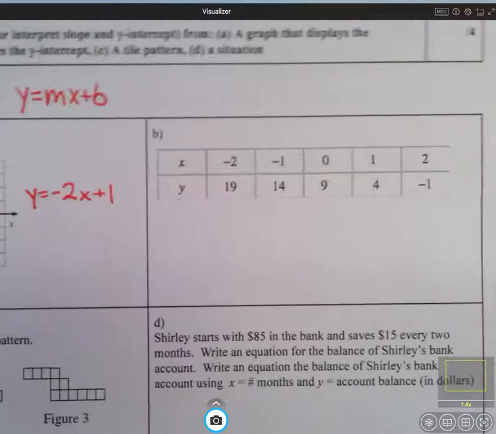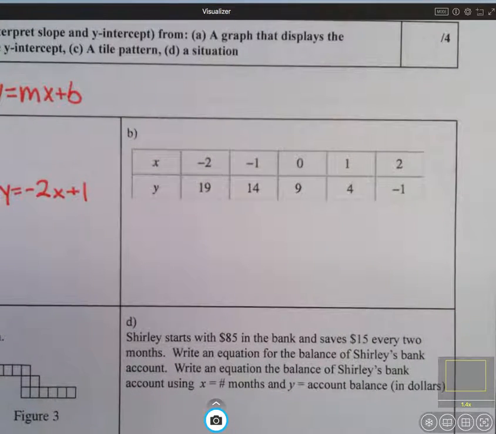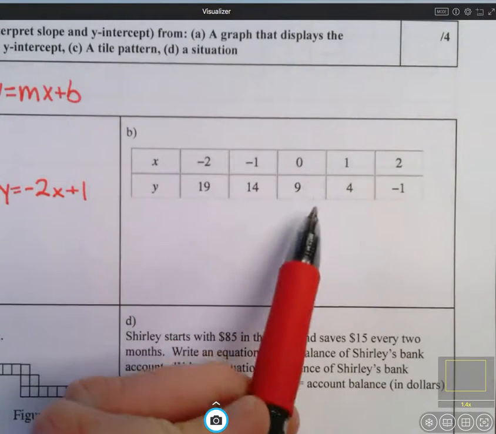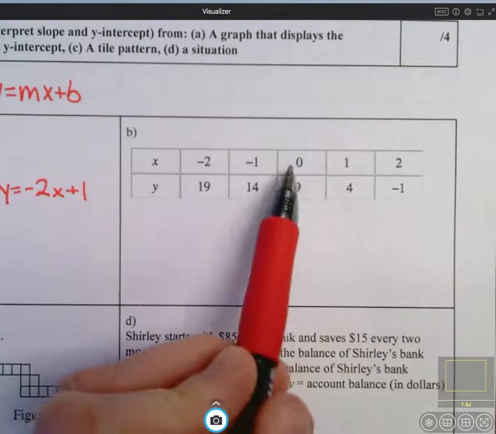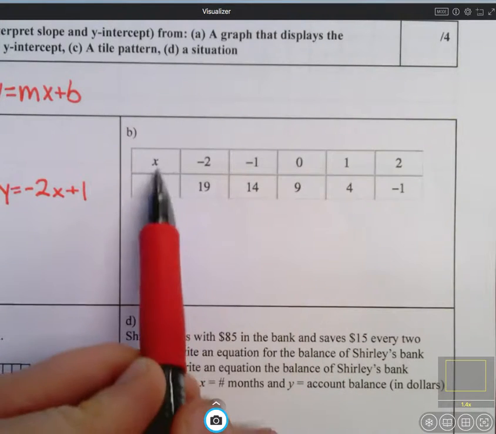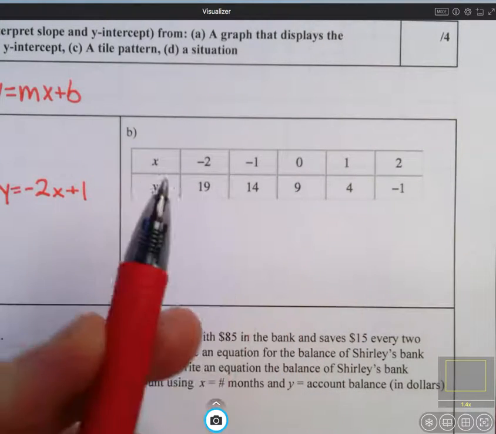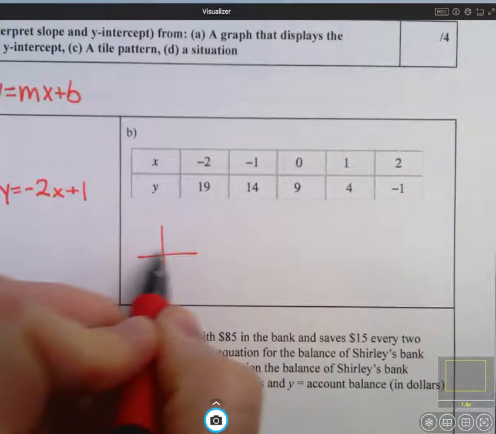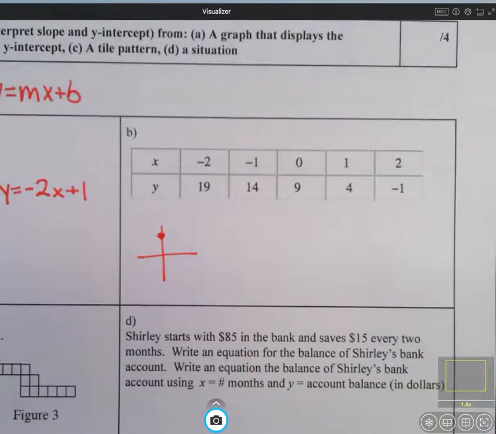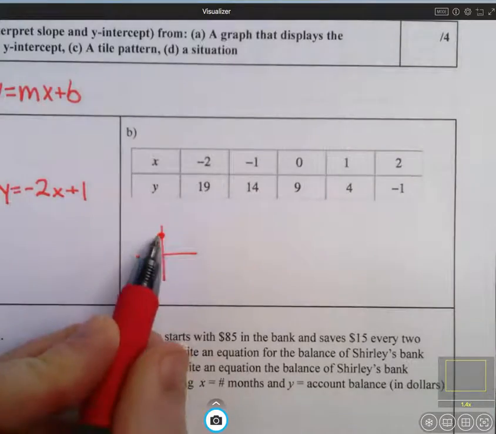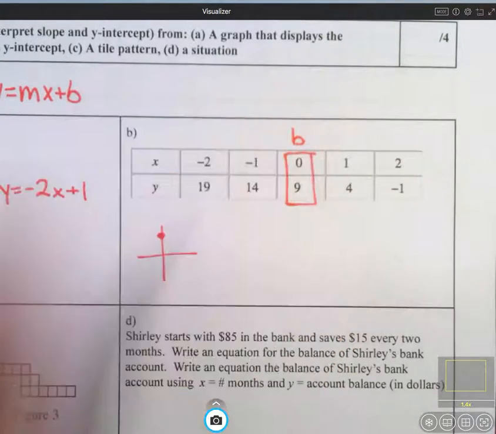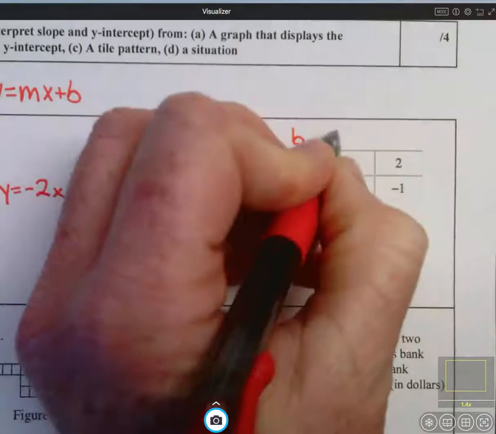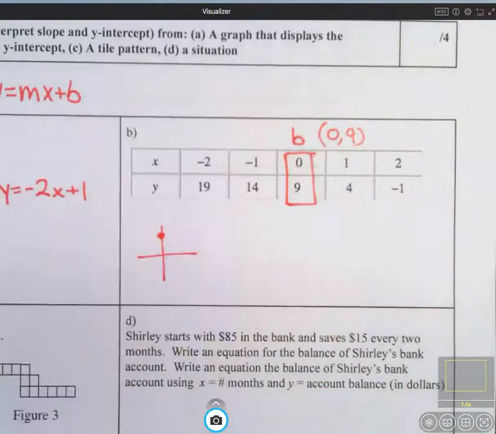Okay, let's take a look at B. The first thing that I notice here, I really like it when I have zeros, because that's usually telling me something important about the graph. So I have a point here, this is xy, of (0, 9). So let's think about where (0, 9) would be. It would be up here on a graph if that was 9. That is the y-intercept. So this is my y-intercept of (0, 9). So b is 9.